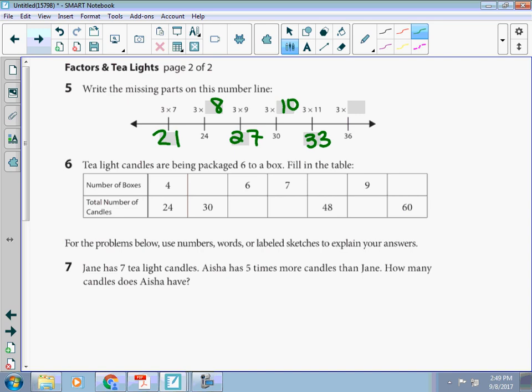When we're doing factors and multiples, it is really helpful to know our math facts as solid as we can. Now we are being packaged 6 to a box, so my ratio table is going to show 6, so 4 and 24, 5 and 30, 6 and 36, 7 and 42, 8 and 48, 9 and 54, and 10 and 60.